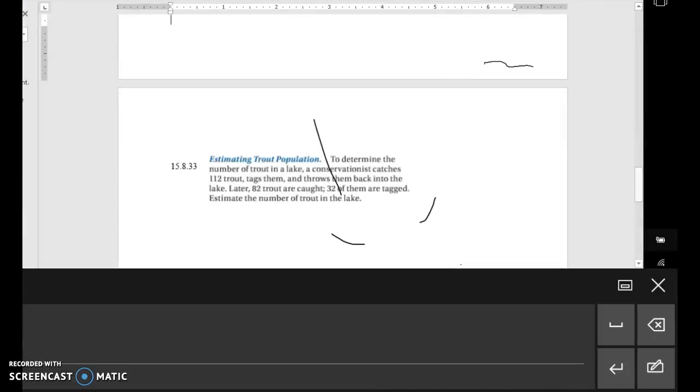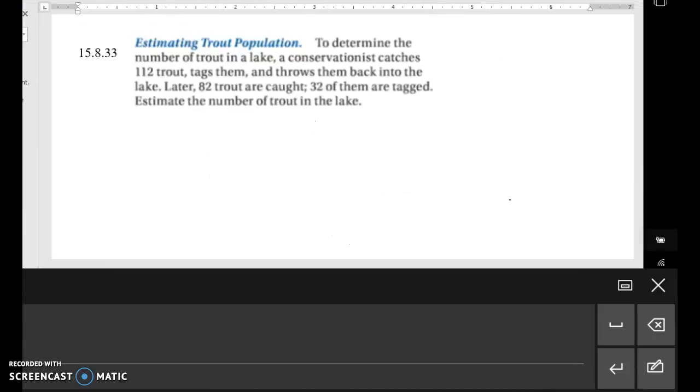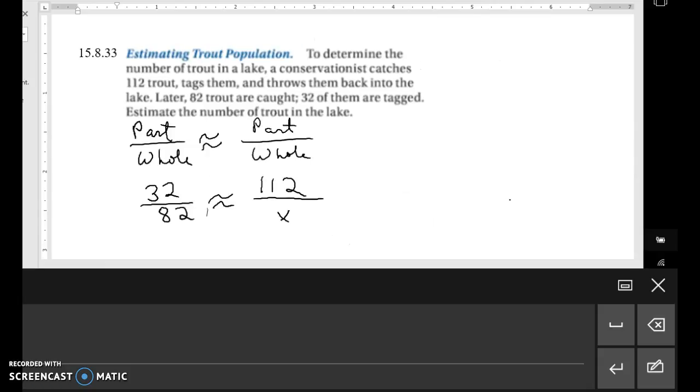The next problem has to do with estimating the number of trout in a lake. Now the number of trout that were tagged just now that they caught is 32, and the total trout they caught was 82. Originally, they had 112 tagged fish, and they don't know the total population of the lake. So they're comparing this smaller sample to find out the larger one.